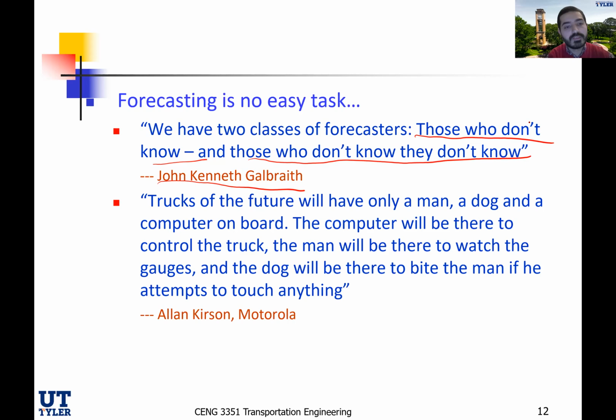So you would hope that forecasters know a little bit more, but it's not an easy job. Also, Alan Kirsten from Motorola was saying, and I think we're seeing this already now, but we're getting close.